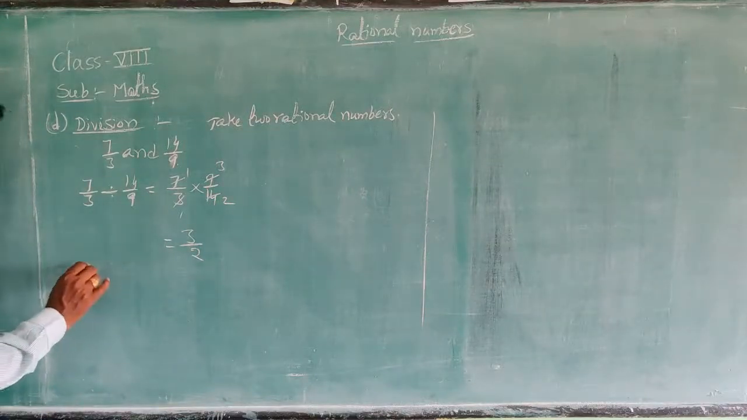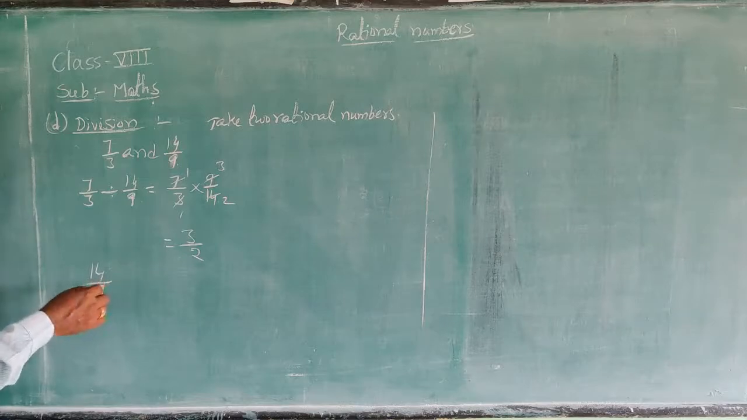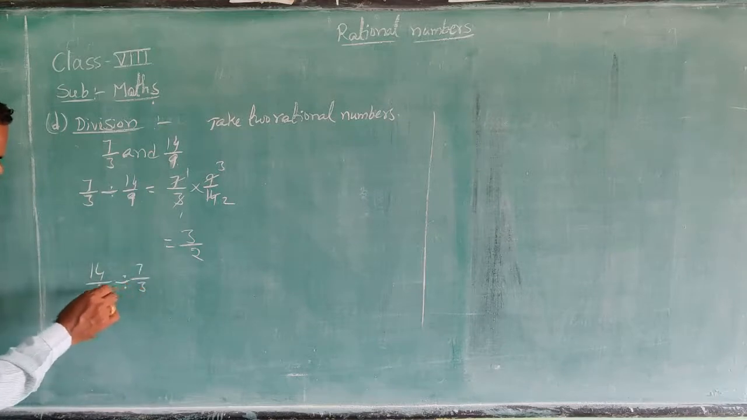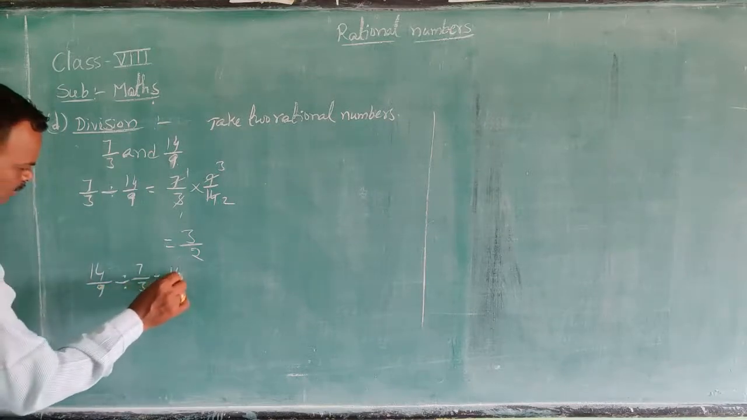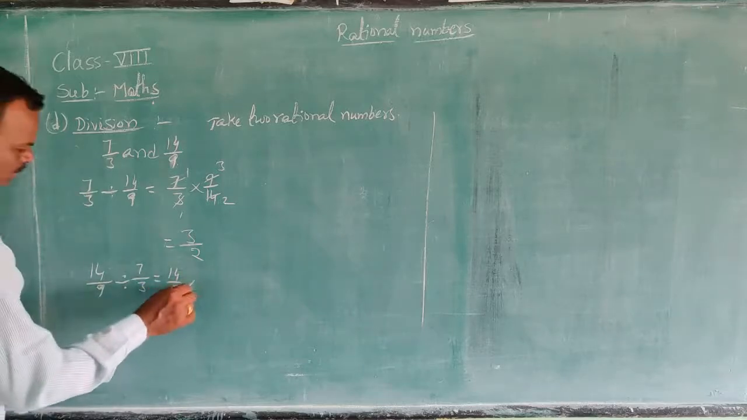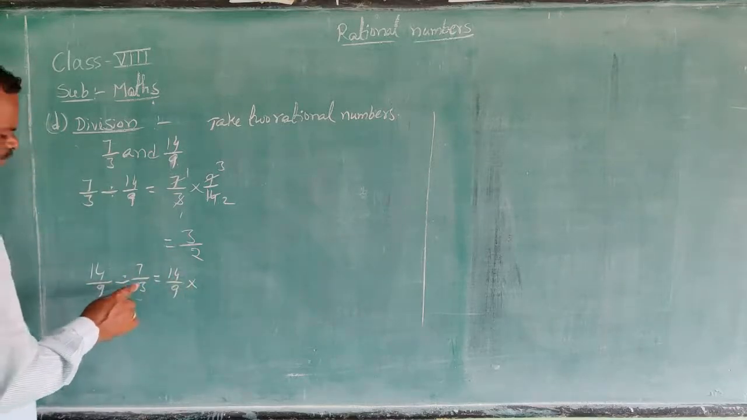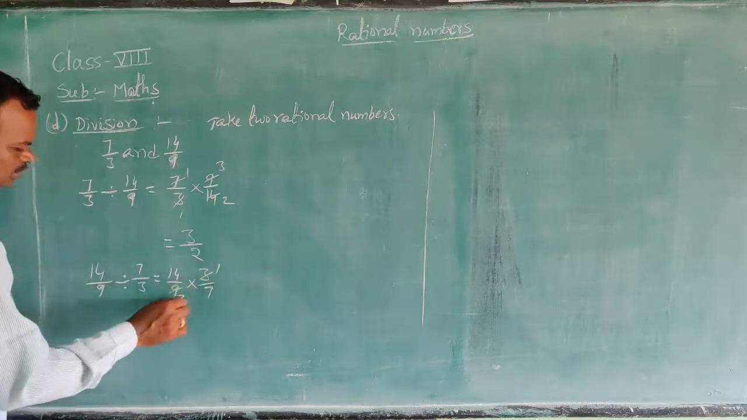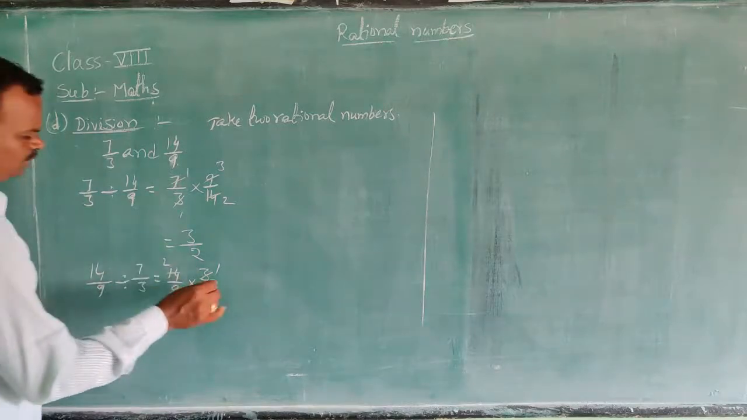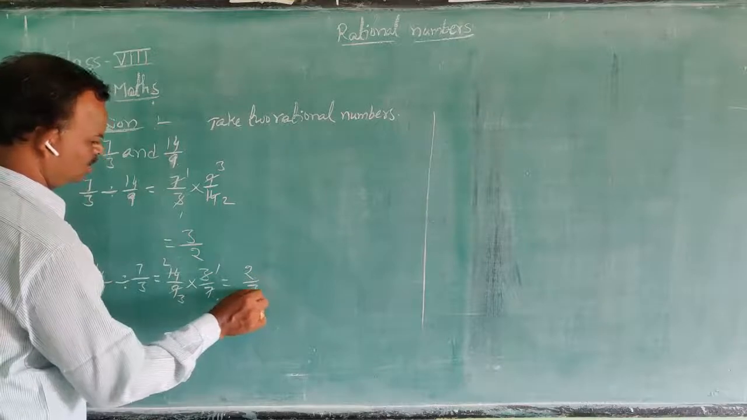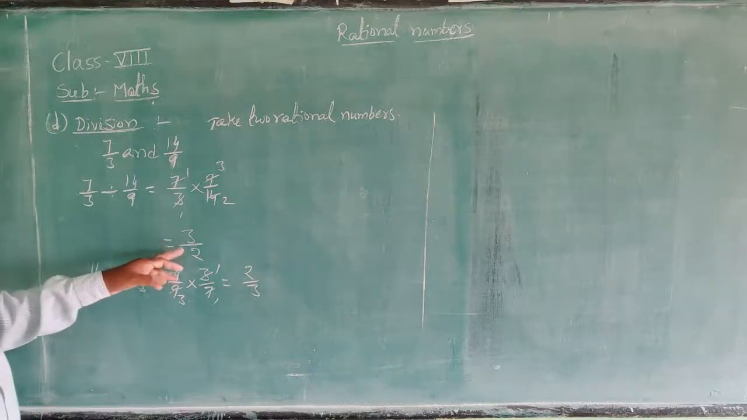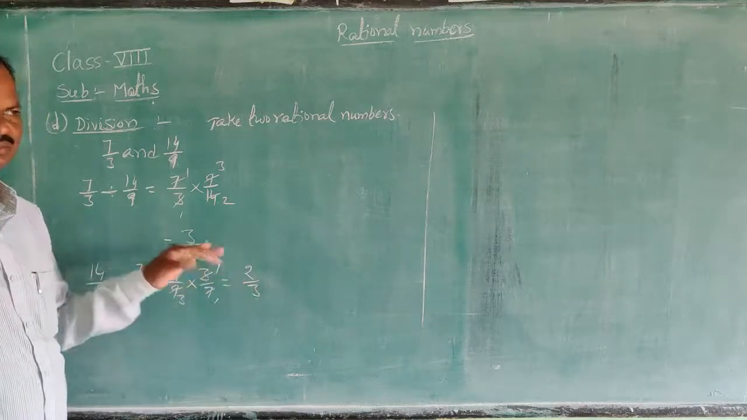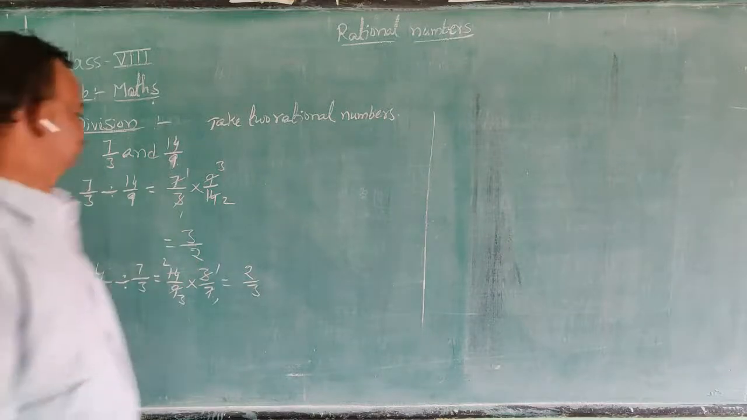Now we are taking 14/9 divided by 7/3, that is 14/9 into the reciprocal, 3/7. 3 ones, 3 threes, 7 ones, 7 twos, that is equal to 2/3. The first value is 3/2 and the second value is 2/3. These two values are not equal.